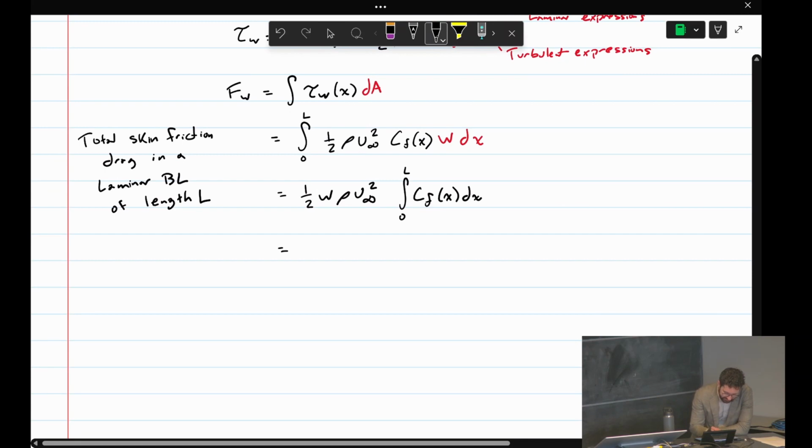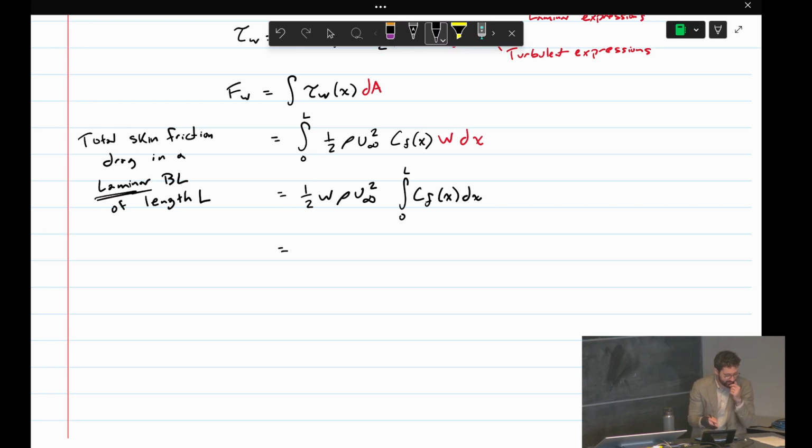So now I'm going to replace this again. So we're doing a laminar boundary layer. So I can replace CF of x with our expression for CF of x. And that was 0.664 over the square root of the Reynolds number of x.